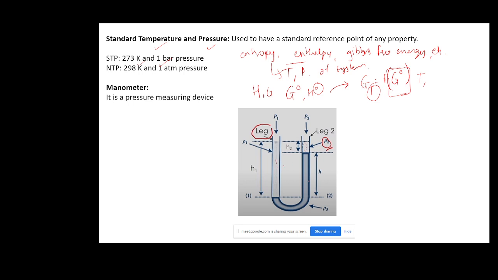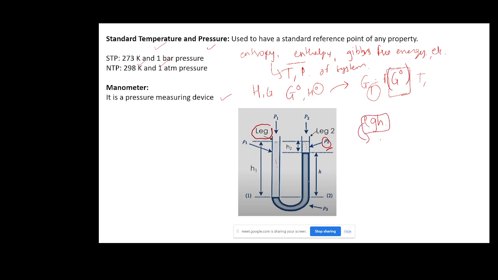Next is how do we measure the pressure of any system? For that, we have a pressure measuring device, which is the manometer, as highlighted here. This is the most common manometer that is used. This is the fluid which is filled in the manometer, and we use a fluid with higher density so that the amount of liquid required is smaller, because as you know, the pressure exerted by any fluid is rho g h.